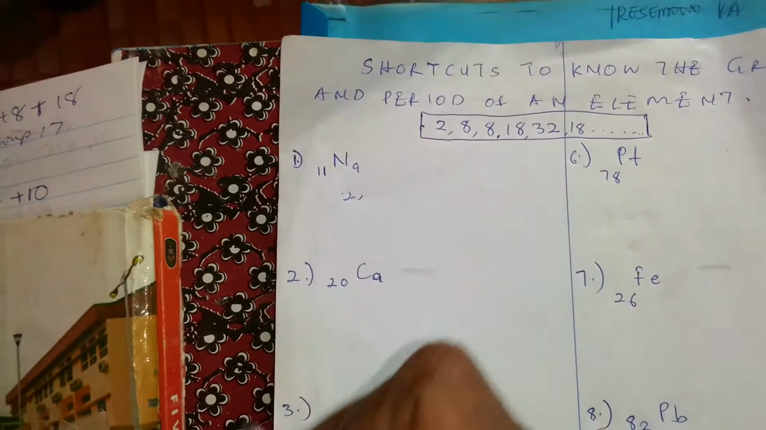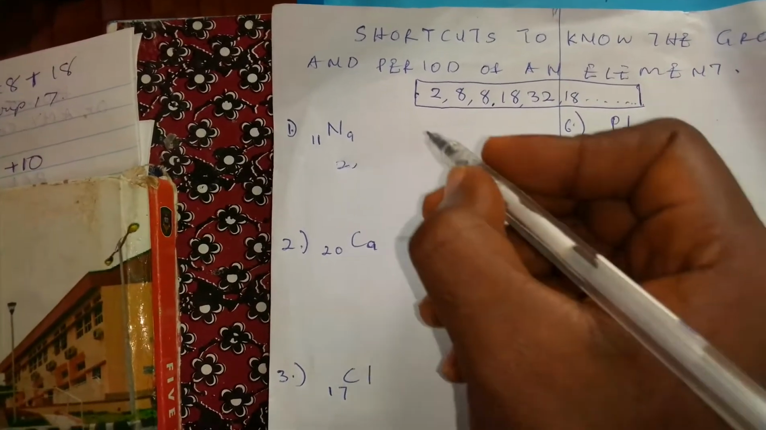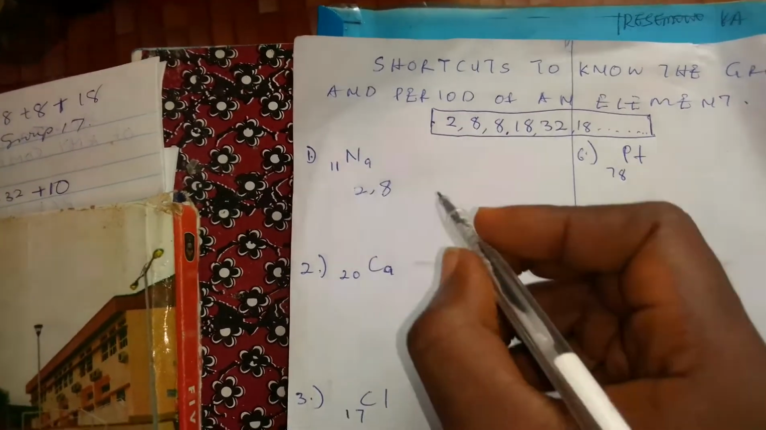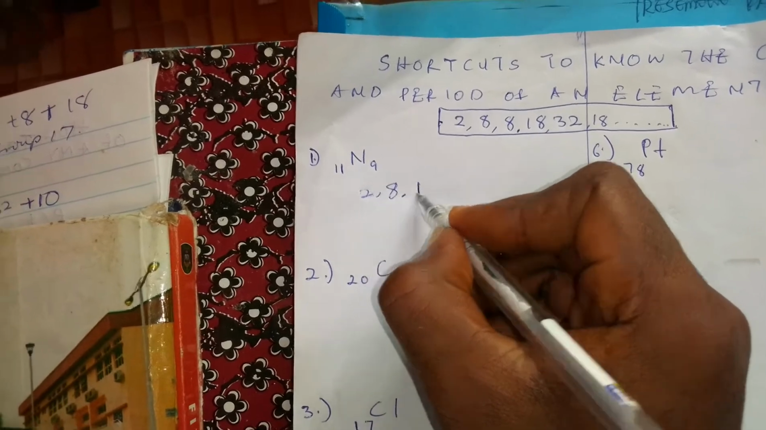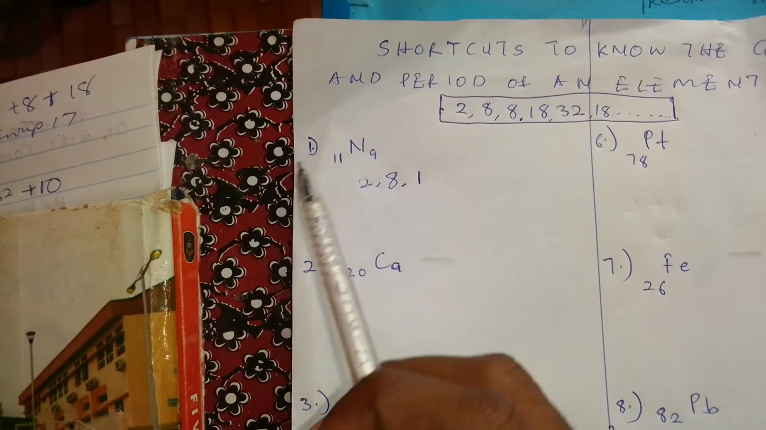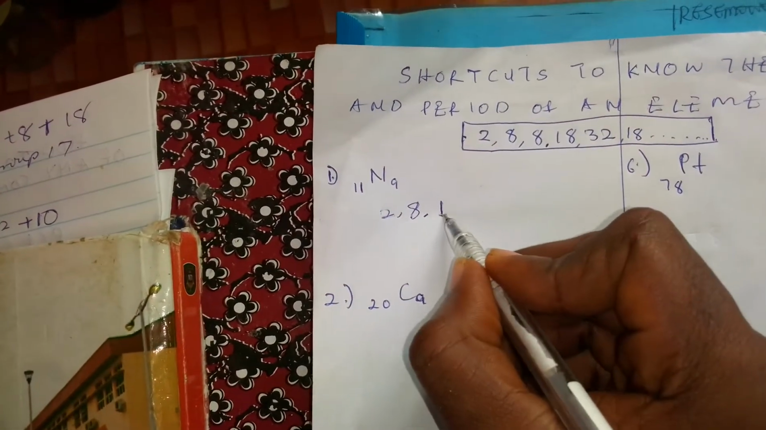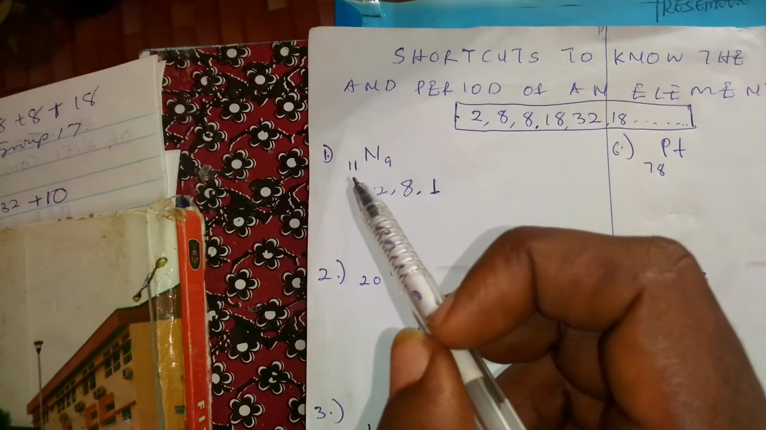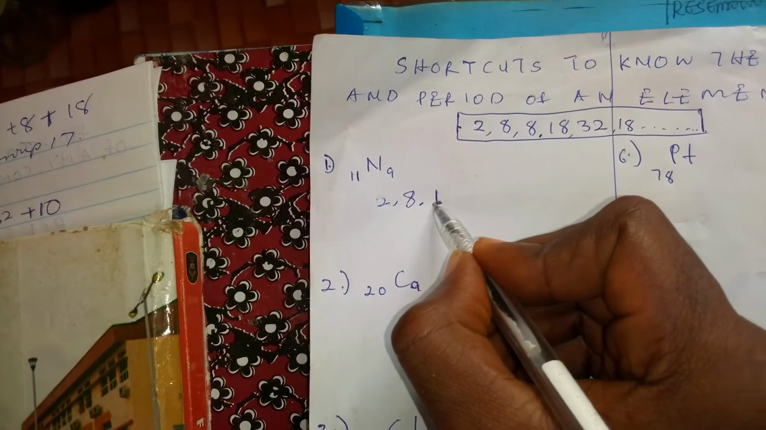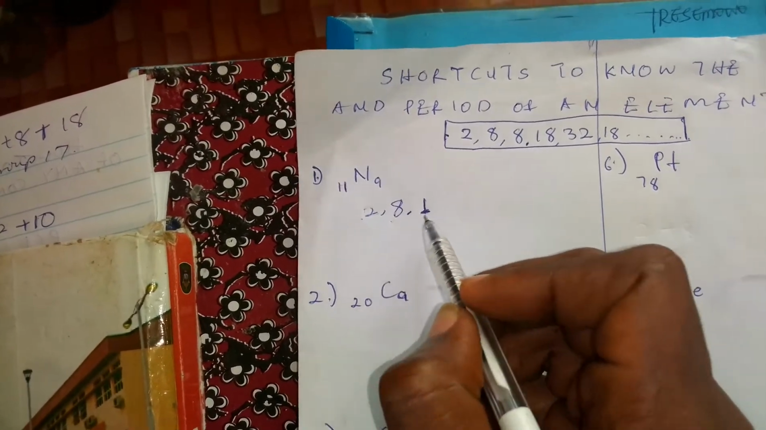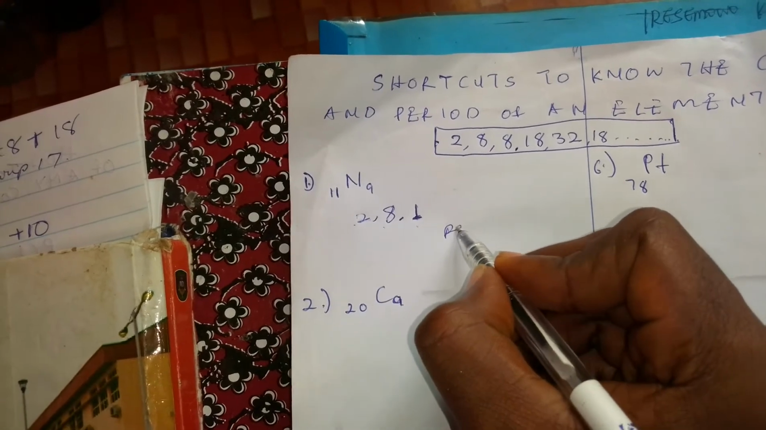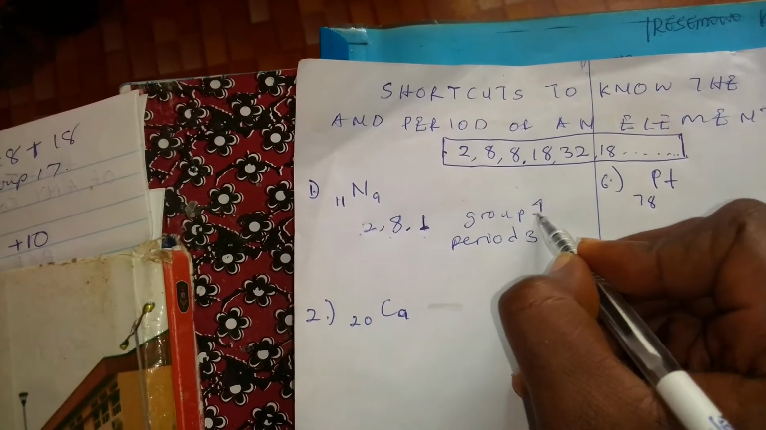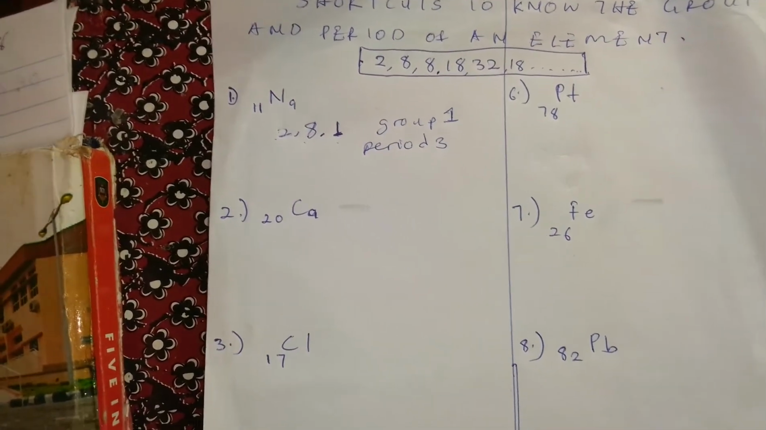So comma. The next says 8. And the next one says 8 also. But it is 1 that is remaining. So you just put the 1 here because 2 plus 8 plus 1 will give you this 11. So this one right here shows that the element here, which is this sodium, is in group 1. That's what this 1 is representing. So if you now count this one, 1, 2, 3, that one is telling you that it is in period 3. Group 1, period 3. You can see it. It's so easy.